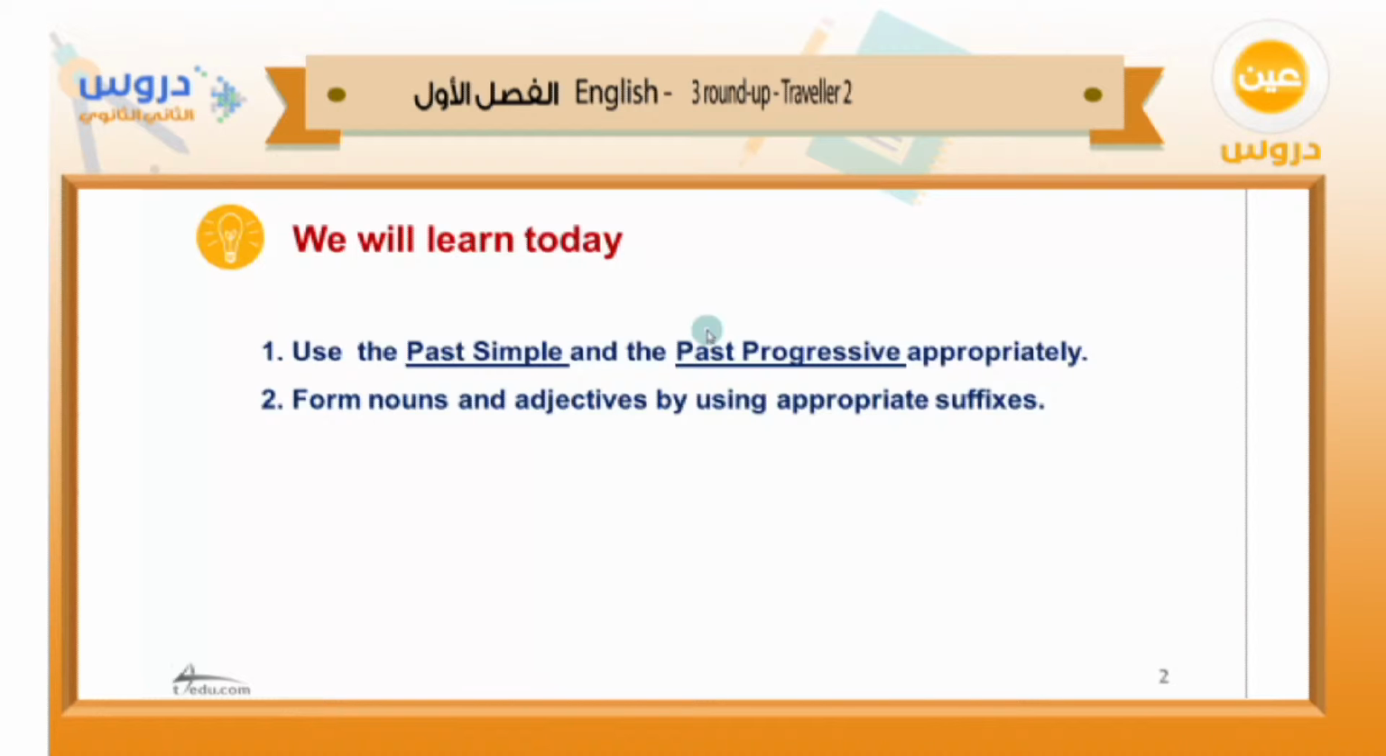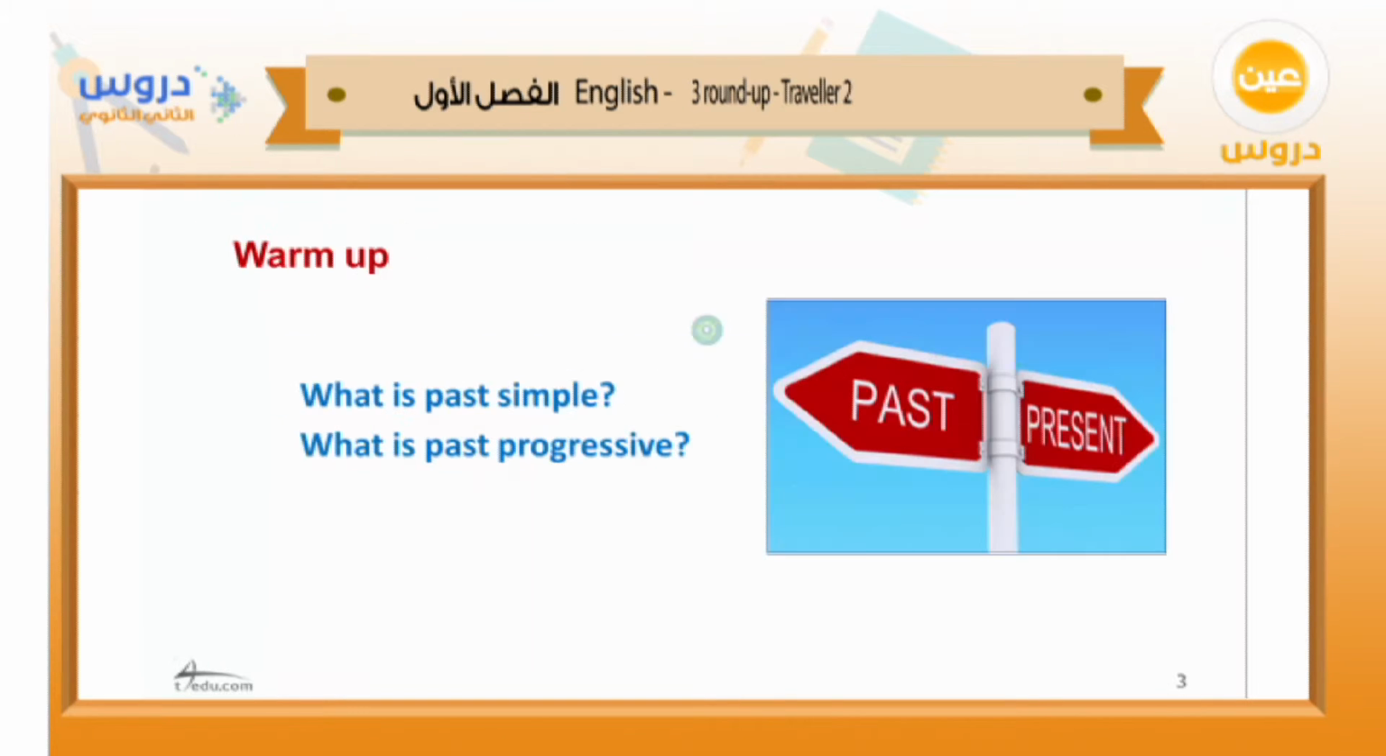I was watching, they were eating, she was cooking, they were singing. So these are examples of the past progressive. We'll see more details in the following examples. So the past versus the present. We always speak about the past, about things that happened. So we use the simple past for things that happened and they're done, they're over. So this is the simple past.